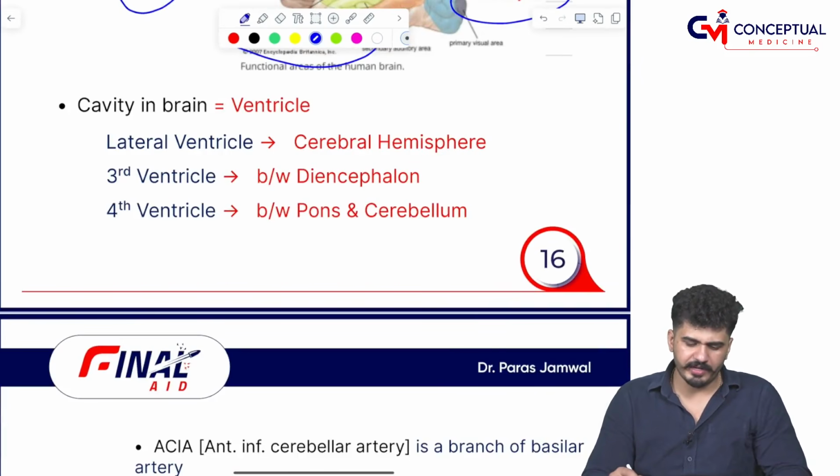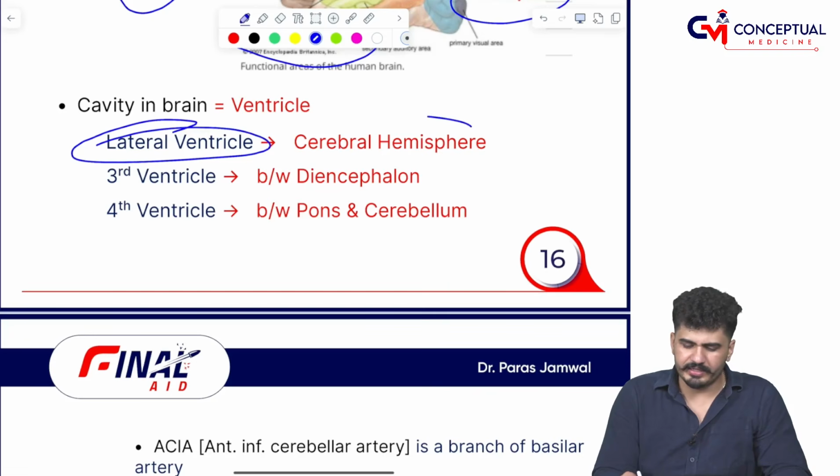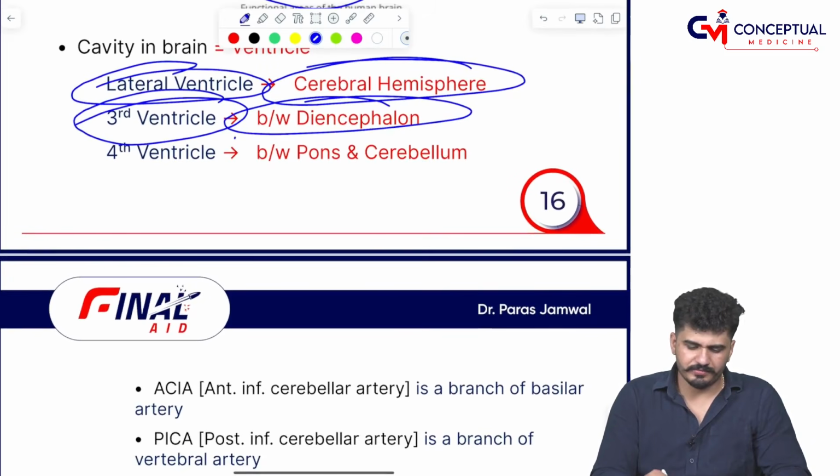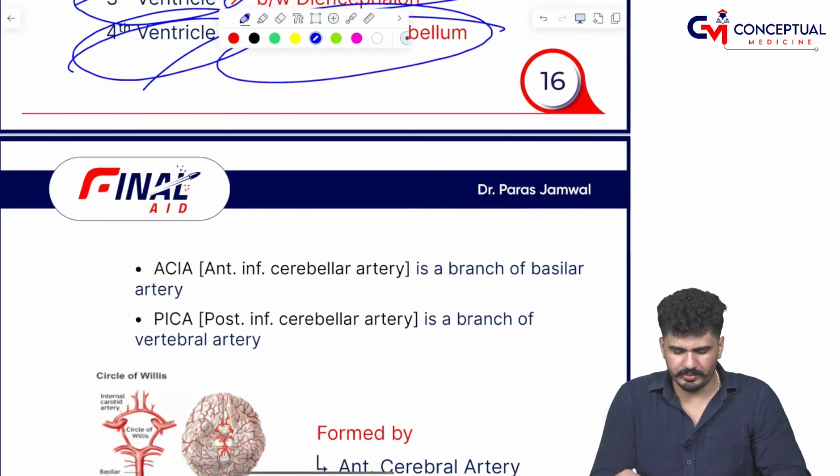Now cavities in the brain: we have the ventricle, which is an empty cavity. Who makes them? The lateral ventricle is by the cerebral hemisphere. The third ventricle is between the diencephalon. The fourth is between the pons and cerebellum. Equally important, my dear friends.